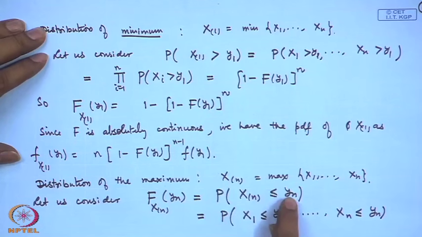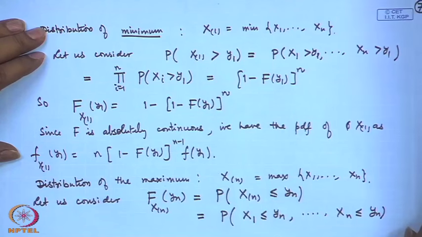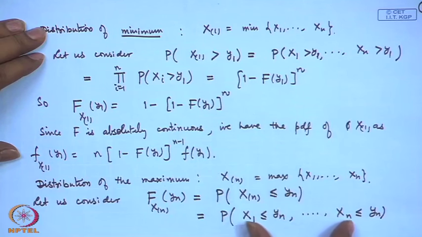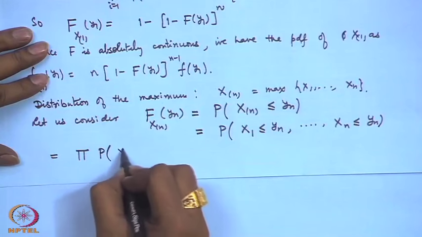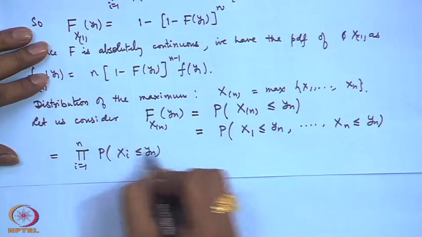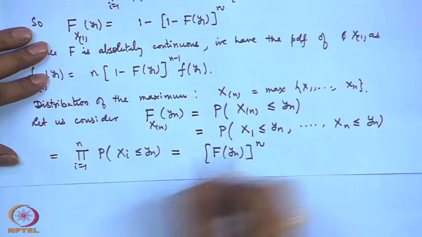Because if the maximum is less than or equal to y_n, then individually each of X_1, X_2, ..., X_n will be less than or equal to y_n. At the same time, if each of X_1, X_2, ..., X_n is less than or equal to y_n, then the maximum is also going to be less than or equal to y_n. Once again, applying the argument of independent and identically distributed random variables, this is equal to the product of the probability of X_i less than or equal to y_n, i equal to 1 to n, and each of X_i has the same CDF F. So, this is simply becoming F of y_n to the power n.